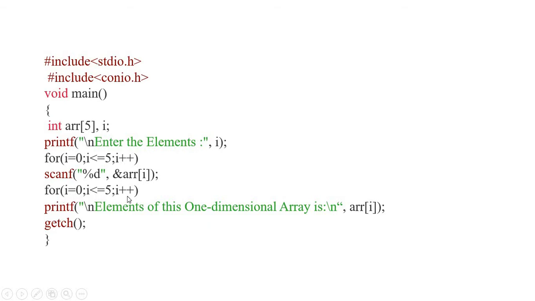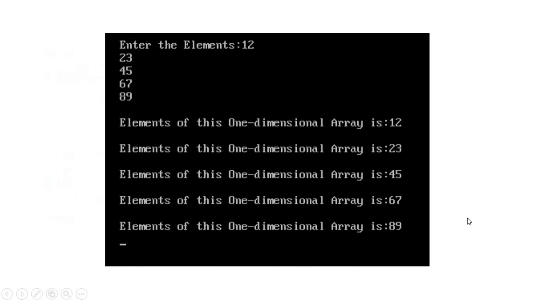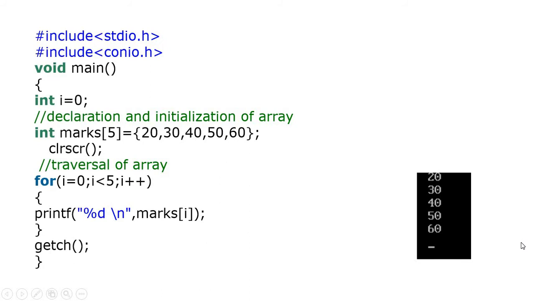One more for loop is there. This is nothing but whichever entries the user has entered, it will print over here. That's why this for loop is used. So one for loop is for input and the second for loop is for output. Accordingly, we are getting the output, that is, entering the elements and the same elements get printed over here.